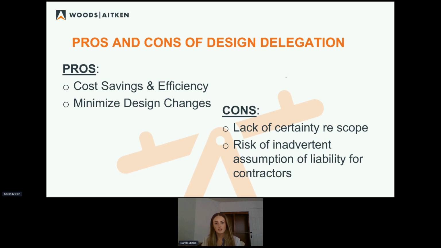With design delegation, though, there's a very acute risk of liability, which these first and second points go hand in hand, really. The risk of inadvertent assumption of liability for contractors. I would argue strongly, that's the biggest con of design delegation. When not done properly, it can be absolutely crippling to contractors. If scope is not given to you by an industry standard, it leaves it up to the contracting parties to define it meticulously as they go. And if you're not on the lookout for this up front, it's something that could definitely bite you later on.